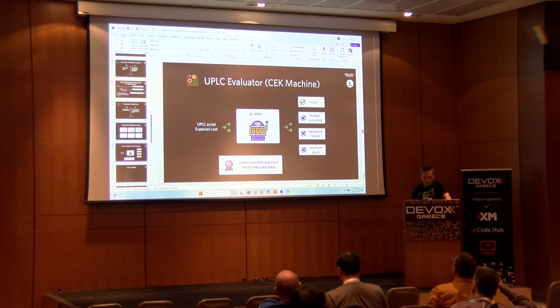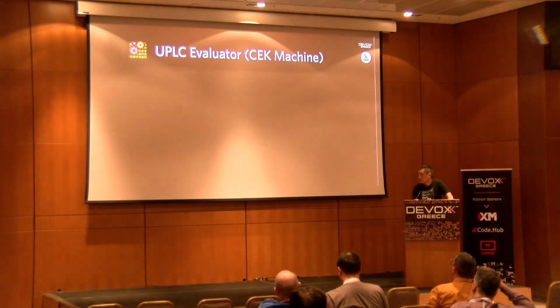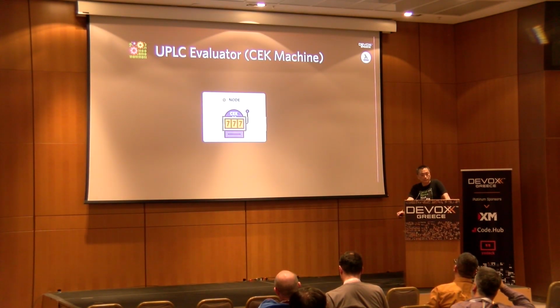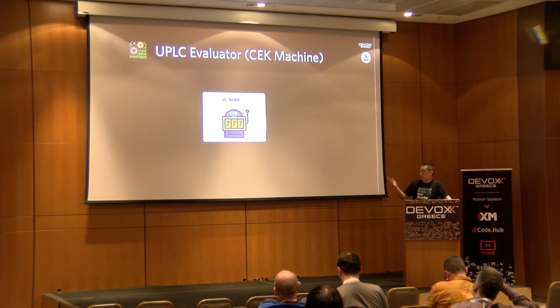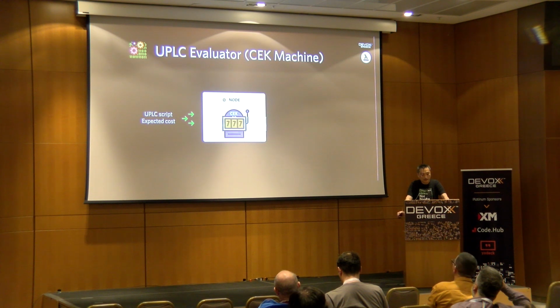So the CEK machine is a virtual machine that is part of the Cardano node. The Cardano node is basically a computer running the Cardano blockchain protocol, and a blockchain requires a lot of people to run this together, right? So each node has this CEK machine inside it, and you can submit transactions to it, and you can submit your UPLC code, and then you tell it your expected cost, and then the node is going to validate the transaction, and part of it is by running the program.